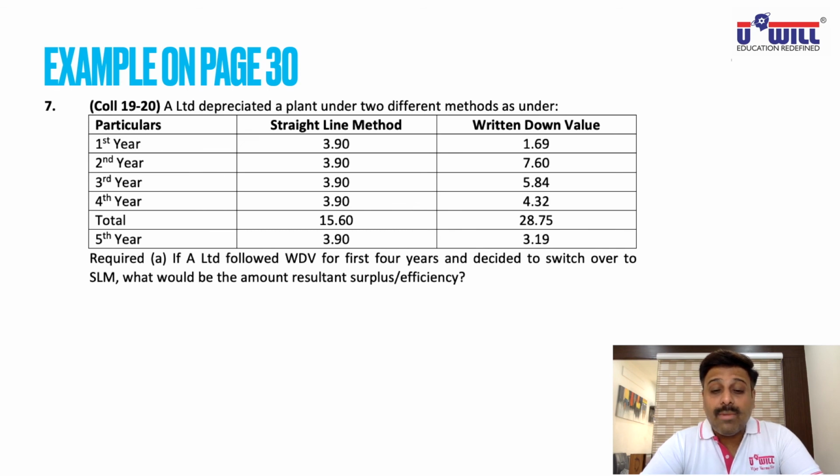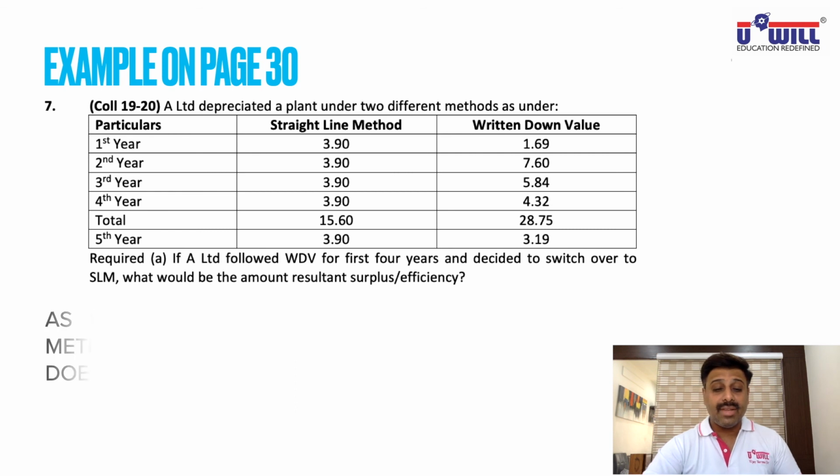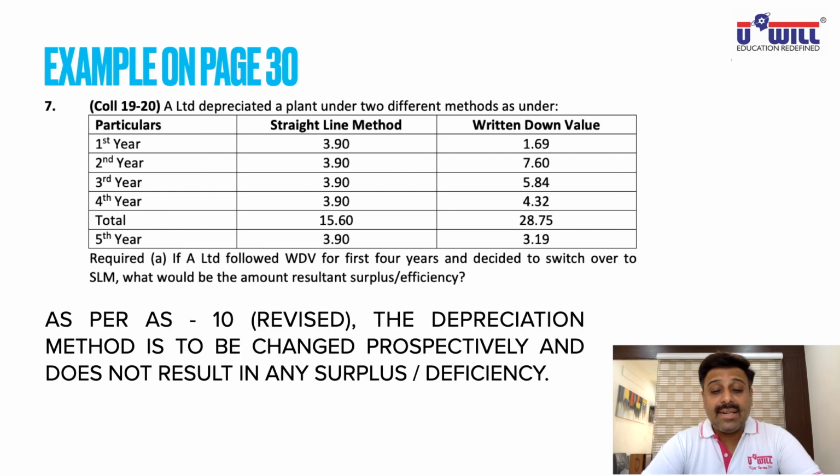Required: A Limited followed WDV for first 4 years. In past it has followed WDV and 28.75 has been provided. And now decided to switch over to SLM, which has only 15.6 of past years. What would be the amount of resultant surplus or deficiency? Make it deficiency, not efficiency. Deficiency, 0. What did we say? Everything is to be changed prospectively. Don't touch the past. So no resulting surplus or deficit. Write down in your notebooks. As per AS 10 revised, the depreciation method is to be changed prospectively, means now onwards, and does not result in any surplus or deficiency.